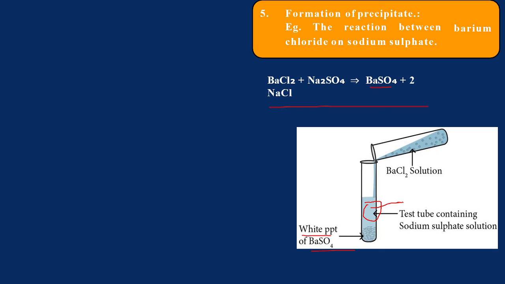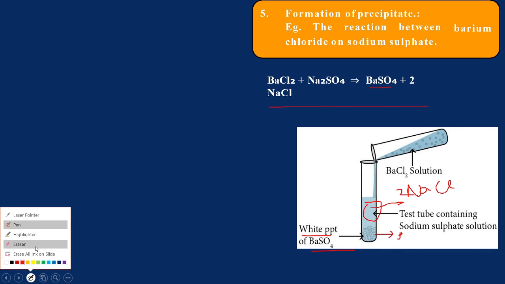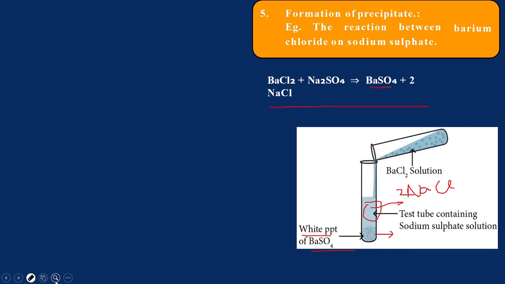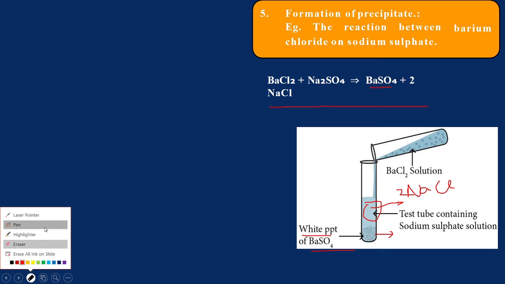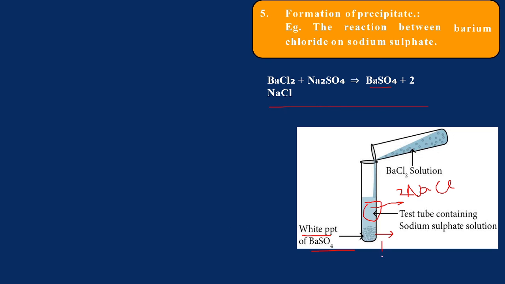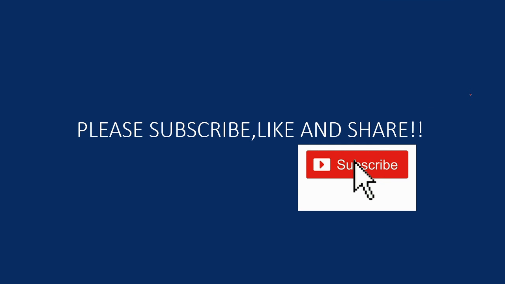So this blue here is NaCl, and this is the barium sulfate. Yeah. So this is barium sulfate, which is the PPT of this reaction. PPT means precipitate. So this is it for today.